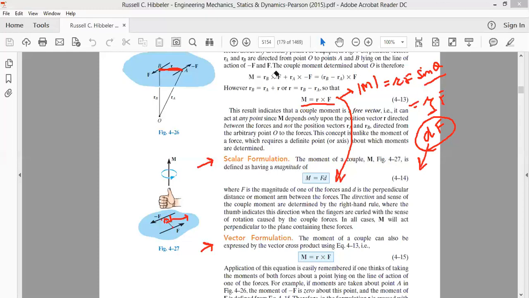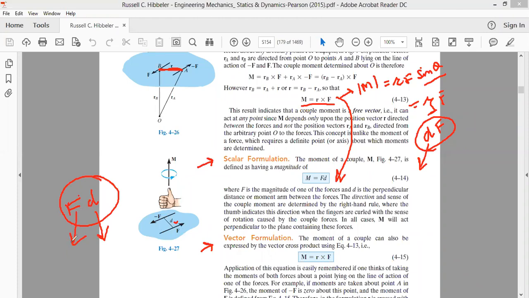So it means if you have two equal and opposite forces such that the perpendicular distance between the two forces is D, and you are asked what is the moment of the couple, you will write the moment of the couple is F into D, okay? So the moment of the couple is simply F into D. F is the magnitude of force, D is the perpendicular distance between the two forces.